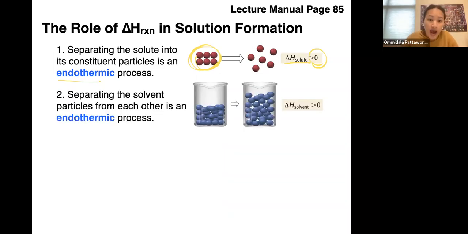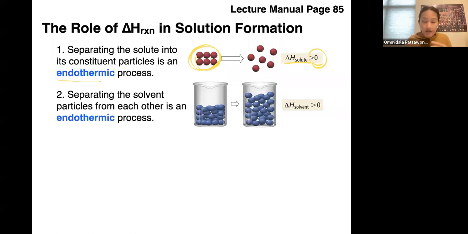Same thing as well when you have a solvent, right? Because solvent molecules, before they can mix with anything else, need to be separated to make space to accommodate the solute that you are going to add. Again, separating solvent particles from each other is also going to be endothermic. It's going to require heat to separate them.